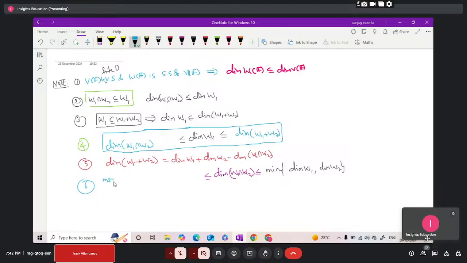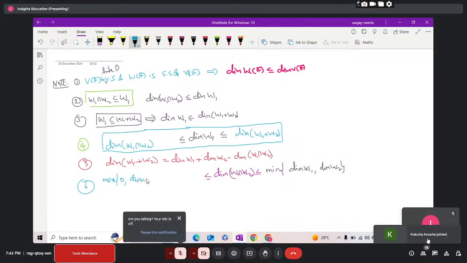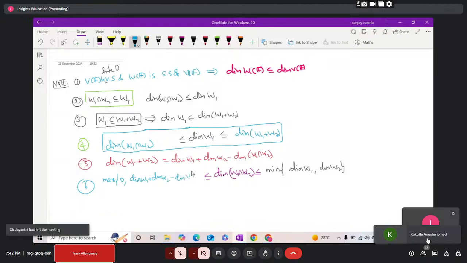And the left boundary is the maximum of either 0 or the dimension of W1 plus the dimension of W2 minus the dimension of V. Yes, sir. Here it is a minus, and the dimension of V is the maximum value.